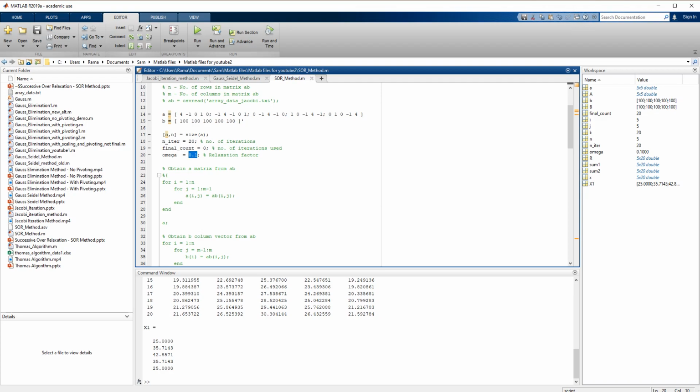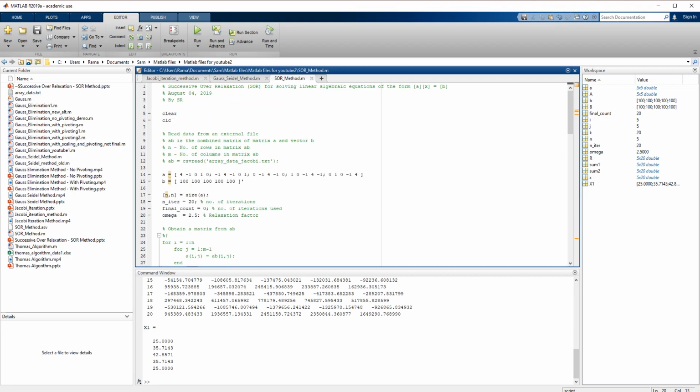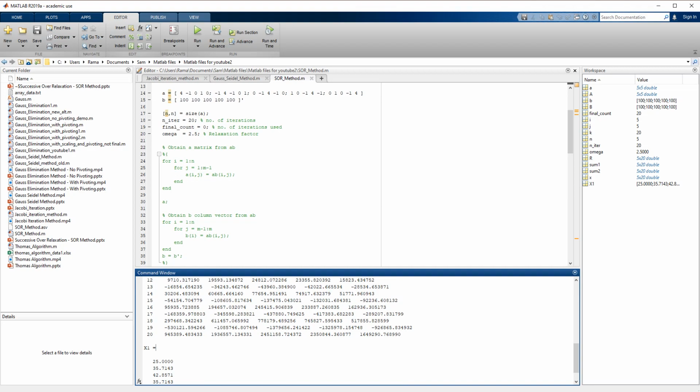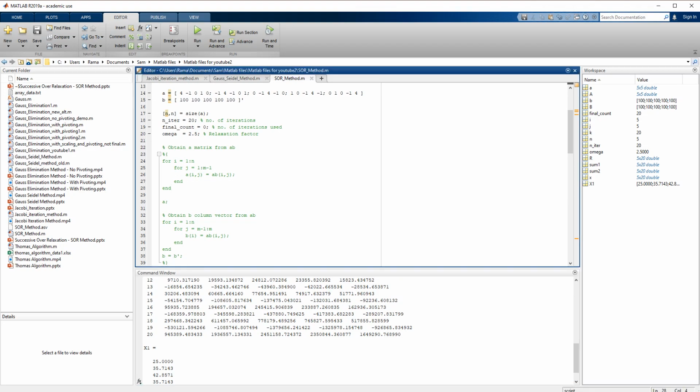If we increase the omega, or the relaxation factor, to a value which is over 2, let's try 2.5 and see what happens. So it looks like the solution diverges. So we are not able to solve this problem. So the important thing is to pick a suitable relaxation factor that helps in the convergence of the solution.